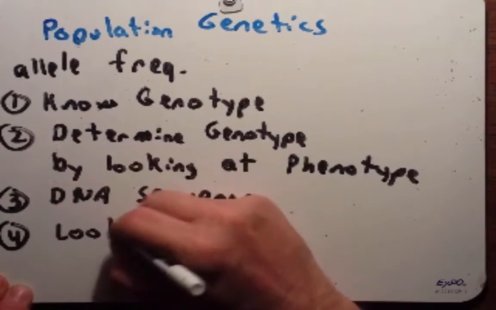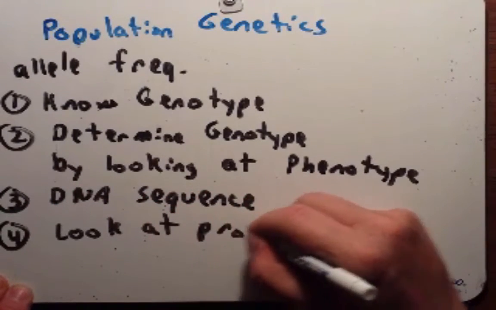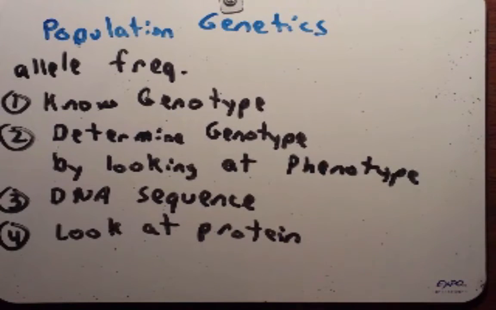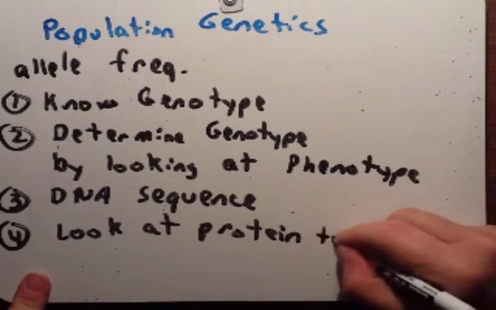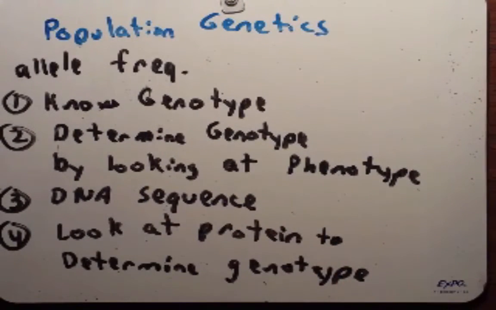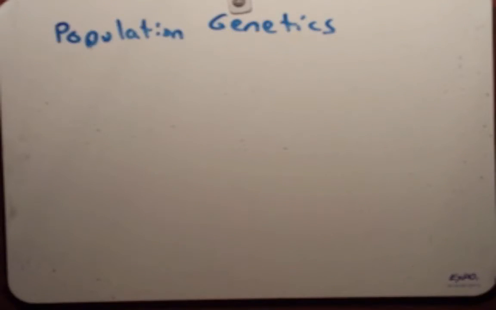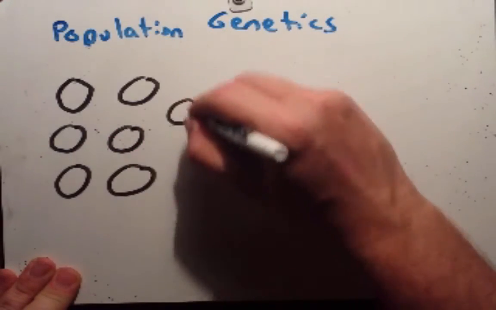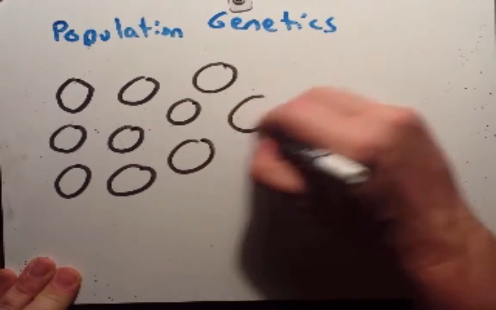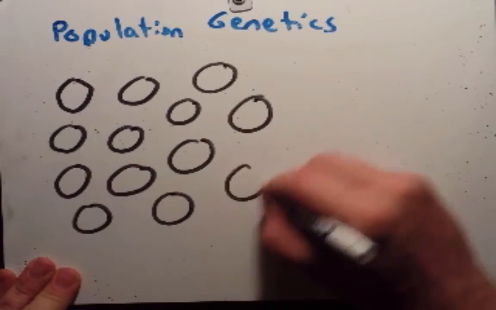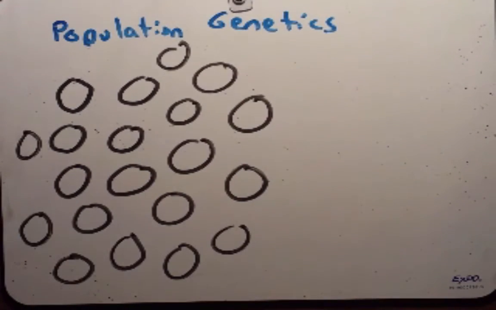You may also look at proteins, kind of like we did in class a while back when we looked at protein gels and we could see how far they migrated. We might be able to calculate genome frequency that way as well. So look at protein to determine. Alright, I want to look at this method here. Determine genotype by looking at a phenotype. So let's draw a population of ladybugs. We'll stick with ladybugs. And they're living at the base of this plant here, say. Living the dream that ladybugs often do. Okay, we have 20 ladybugs here.